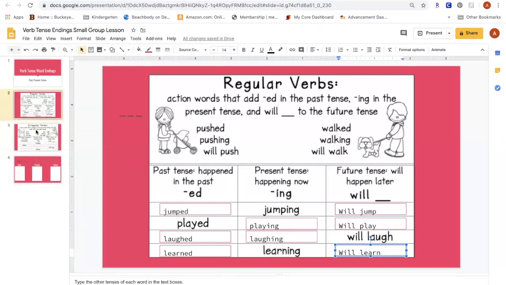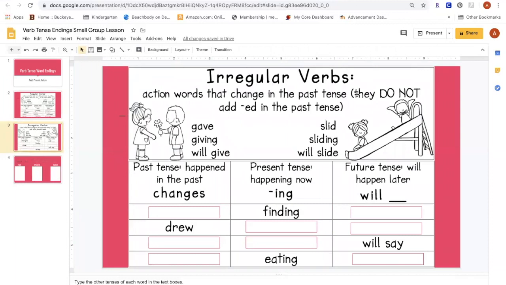Okay. So there are also verbs called irregular verbs. We're not going to do much with these. I just wanted to show them to you. With these words, you don't add ed or ing necessarily.